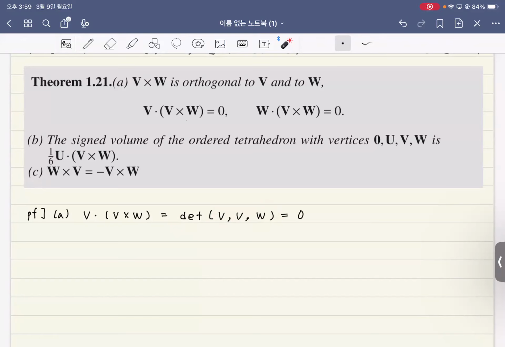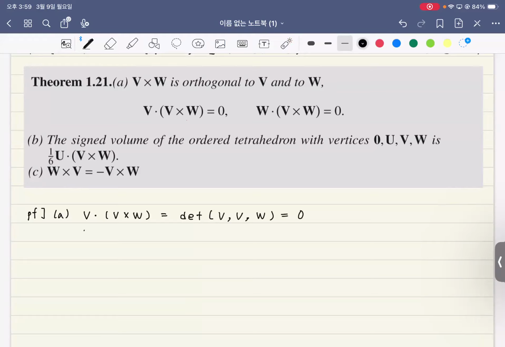Therefore, the parallelepiped generated by these three vectors must have 0 volume. Why? Because that parallelepiped is actually contained in the plane generated by vectors V and W, right? So therefore, this should be 0.